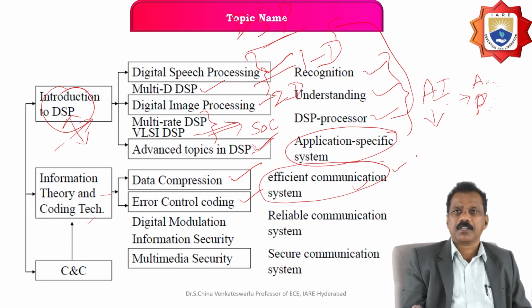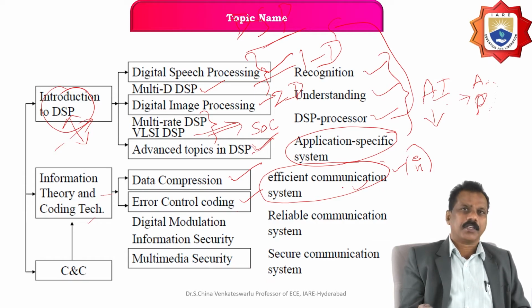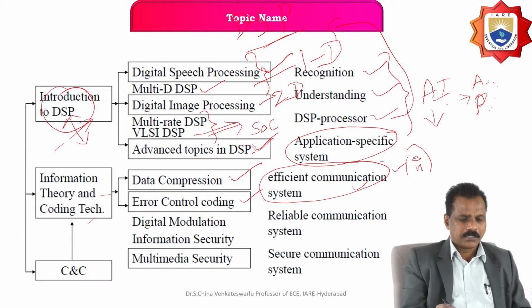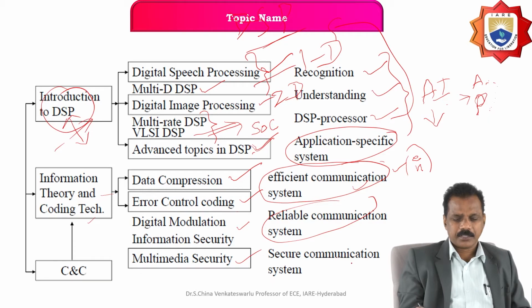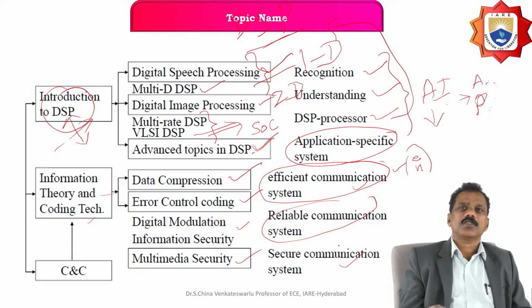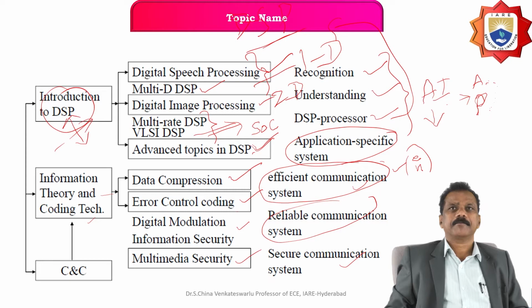Efficient means without any error or noise, without the information being deviated. We expect all of this from an efficient communication system. At that time we require DSP as well as information theory and coding technology. So here there is digital modulation, information security, multimedia security. It is a reliable system, and secure communication systems are involved. So wherever we require all this, we need DSP.